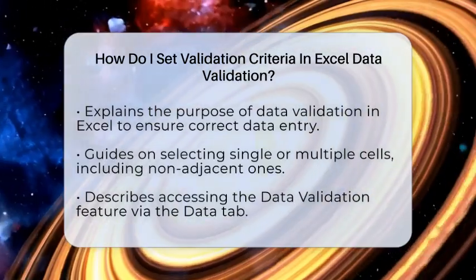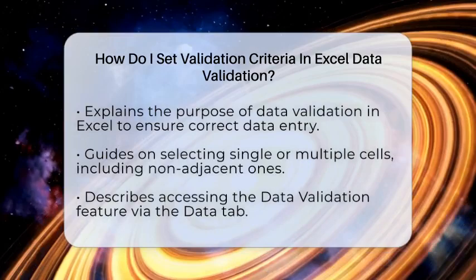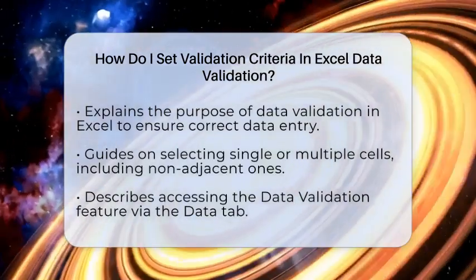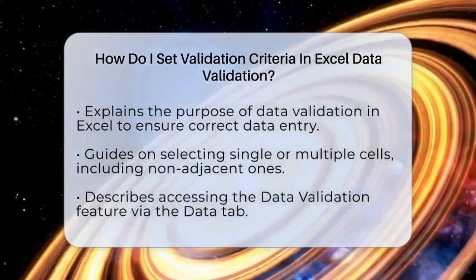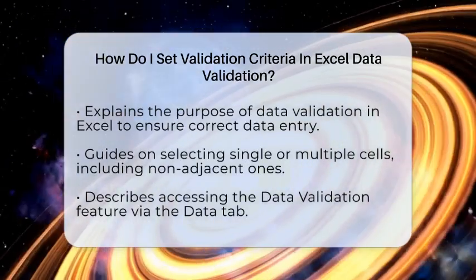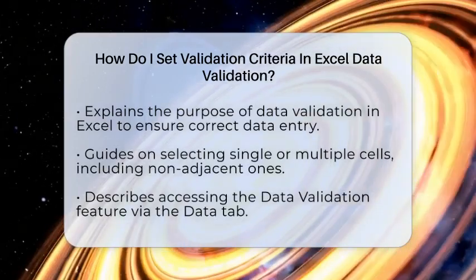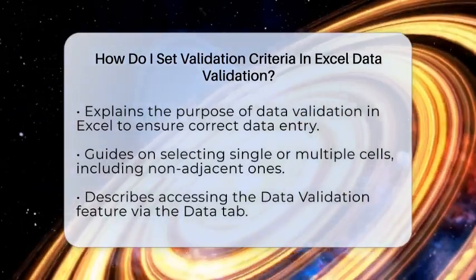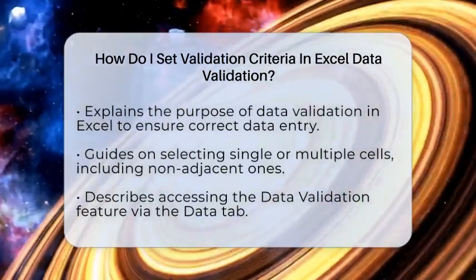First, pick the cell or cells where you want to control what can be entered. You can select one cell or drag across multiple cells. If you need to select non-adjacent cells, hold down the Control key while clicking each cell. Next, go to the Data tab on the top ribbon. Find the button called Data Validation in the Data Tools group and click it.